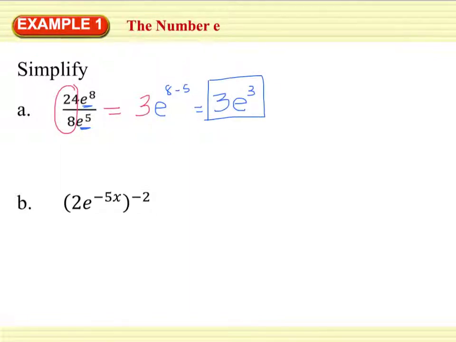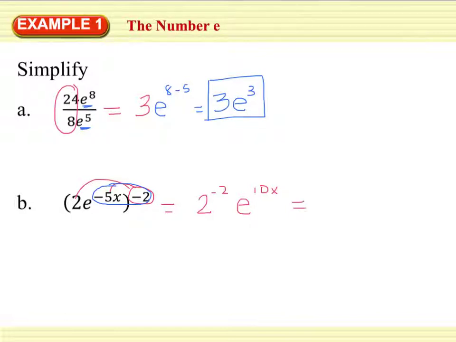Now for part B, we have 2e to the negative 5x, and we're going to raise that whole thing to the negative second power. Now please don't forget, we actually have to distribute this power onto every piece inside of those parentheses. So this is going to give us 2 to the negative second times e. Now remember, when we have a power to a power, just like we do right here, we actually multiply our exponents. So this is going to give us e to the negative 5x times negative 2, or a positive 10x.